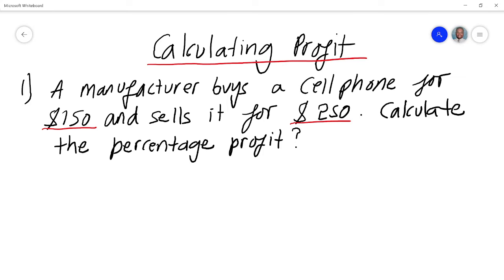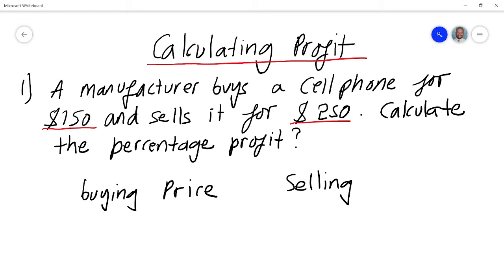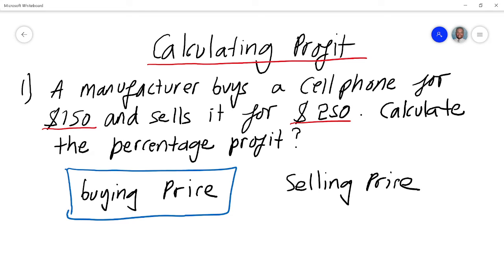Before we go any further, it's important to understand when you make a profit and when you make a loss. In order to do that, you need to compare two things: your buying price and your selling price. Your buying price is what you start off with. You buy it, as the name suggests. And the selling price is the price that you sell it at.